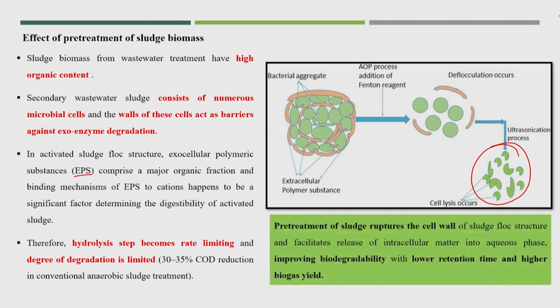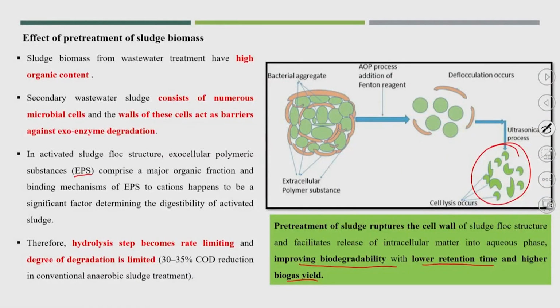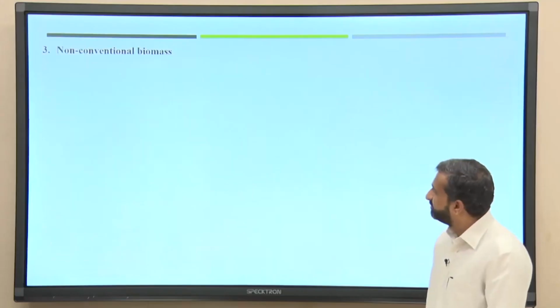Okay. Now, pretreatment of sludge ruptures the cell wall and floc structure and facilitates the release of intracellular matter into the aqueous phase, improving biodegradability with lower retention time and higher biogas yield. This is what we are looking for: improved biodegradability, lower retention time or low HRT, and high biogas yield. That is the benefit of pretreatment of such kinds of sludge biomasses.